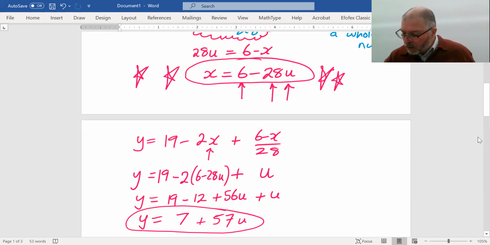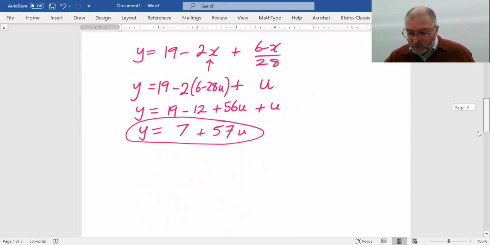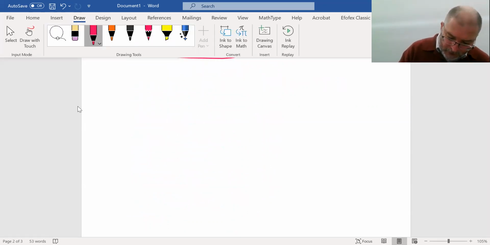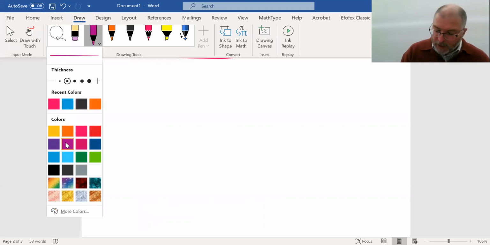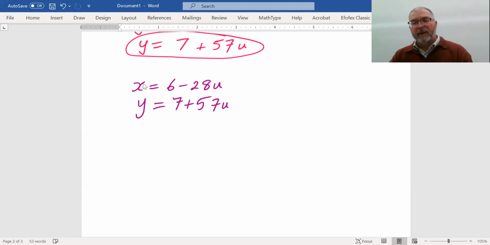And I'm going to just scroll down a bit. I'm going to rewrite those. x is 6 minus 28u. So let me get another pen color. Let's go purple. x is 6 minus 28u, and y is 7 plus 57u. This is fantastic. Right? u is a whole number. That means x is a whole number and y is a whole number.